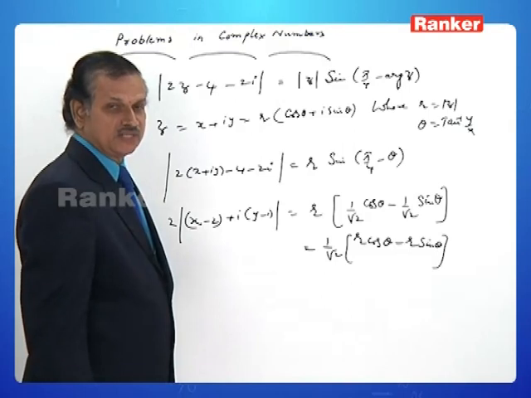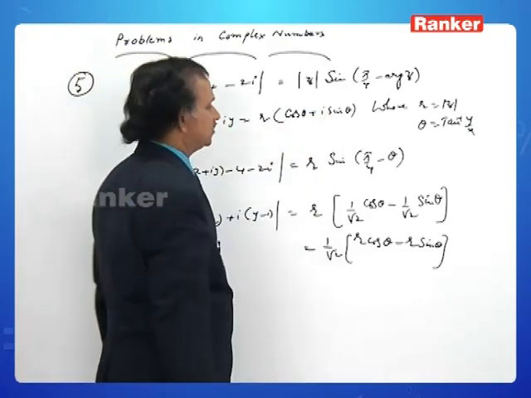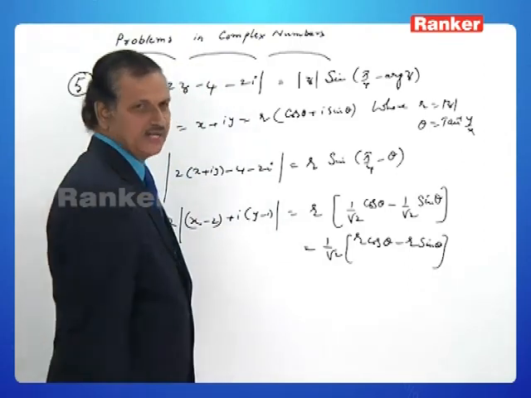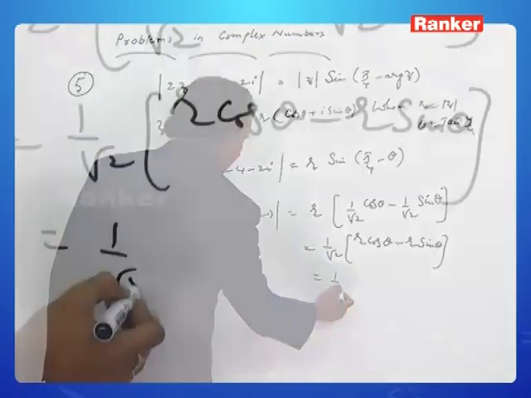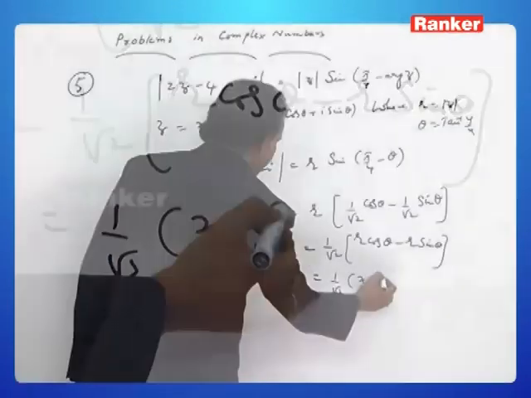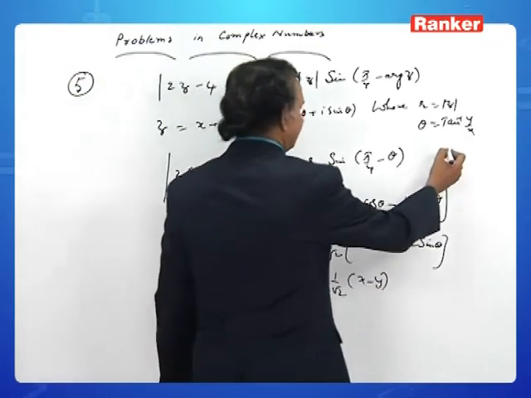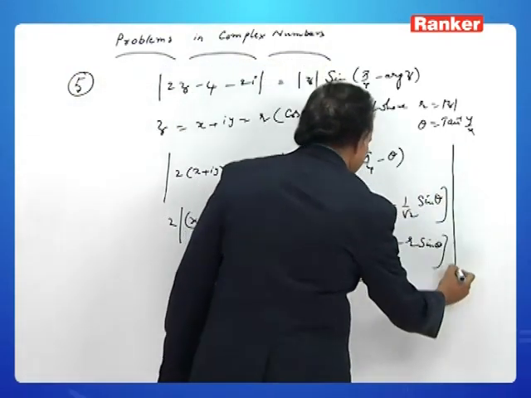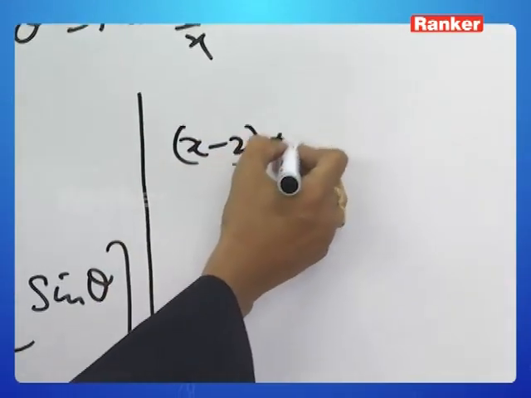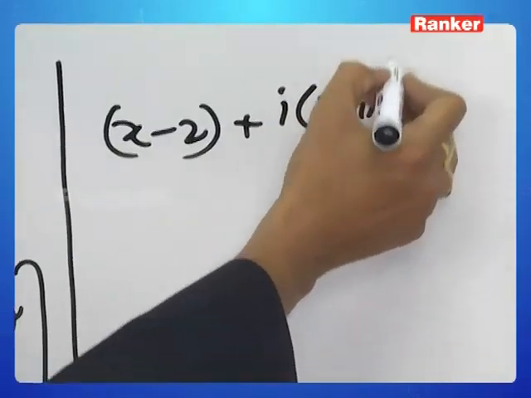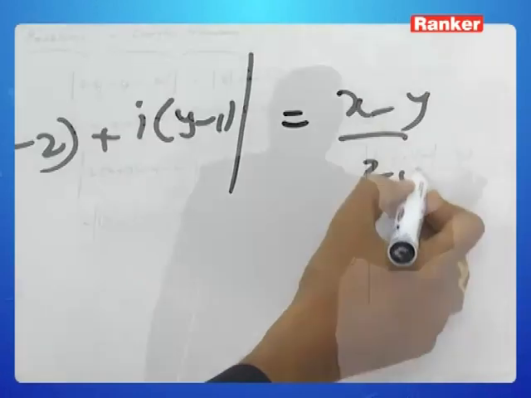What is r cos theta? Is nothing but x, because x plus iy is equal to r cos theta plus i into r sin theta, isn't it? Therefore, in the place of r cos theta, we can write x, 1 by root 2 into x minus y, isn't it? Therefore, by simplifying which, modulus of x minus 2 plus i into y minus 1 is equal to x minus y by 2 root 2.